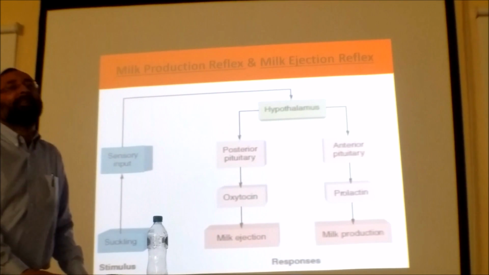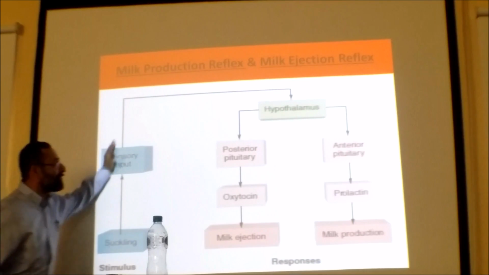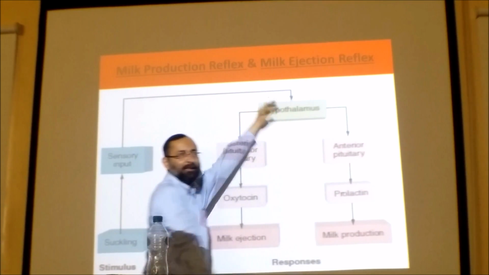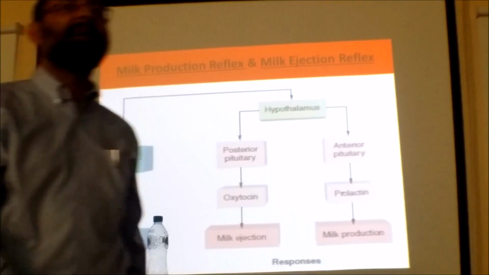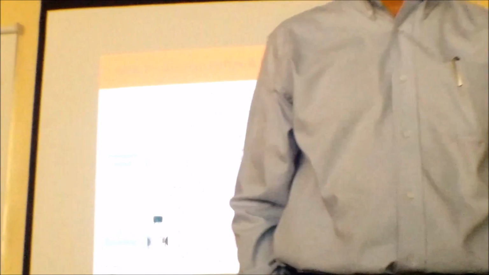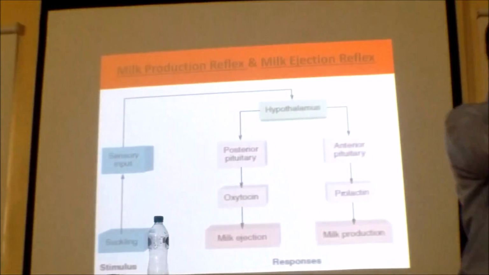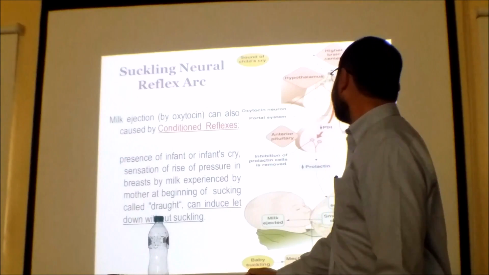So this reflex is a neuroendocrine reflex. This is the neuro portion and this is the endocrine portion. Neuroendocrine, isn't it? So this reflex, a beautiful reflex, a 2-in-1 reflex, is a neuroendocrine reflex. Half of it is neural, half of it is endocrine. Anyhow, it's so easy.